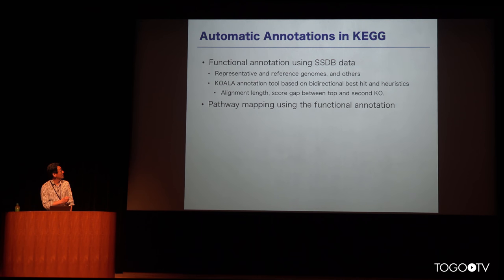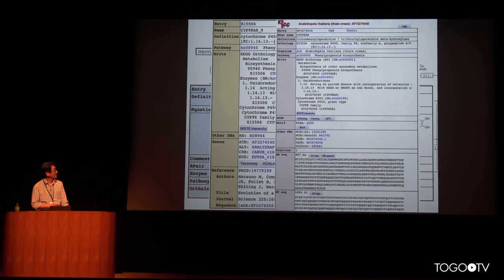For annotation, we use a Koala annotation system, which is an in-house annotation system, based on the bidirectional best hit information or some heuristics like alignment length or the score gap between the top and the second KO assignment. And once we annotate the genes for the orthologue, we map this information to the pathway. So then we have genes information with the sequence and the KEGG orthology annotation here. And this KEGG orthologue annotation information can be used to map the pathway database.